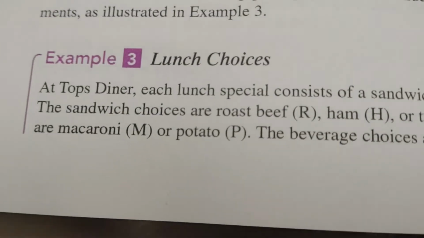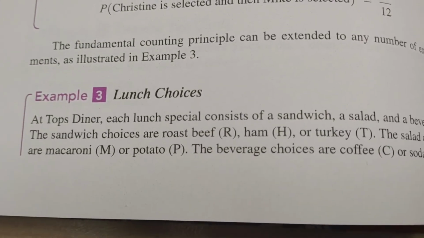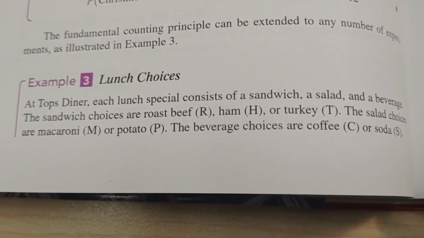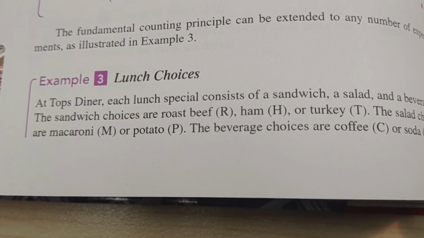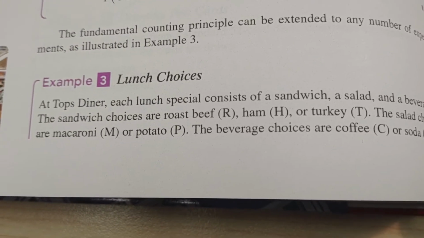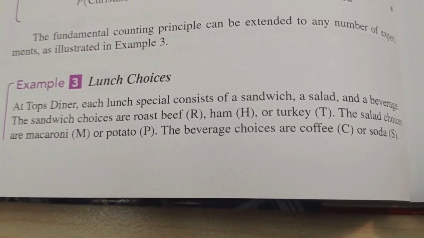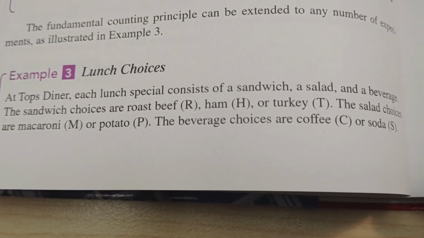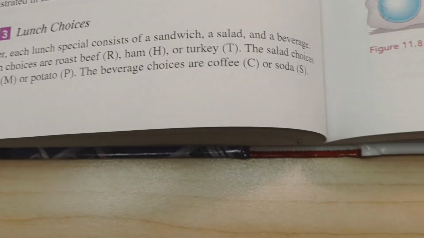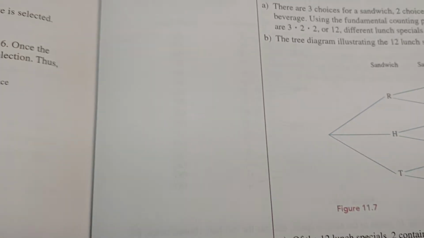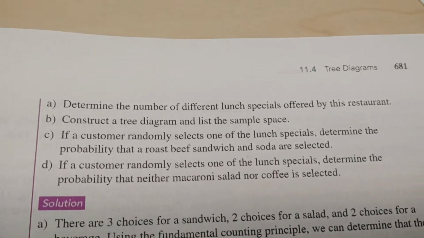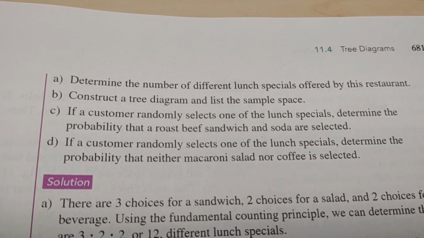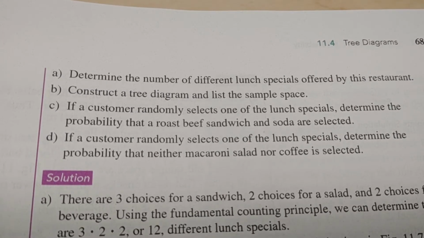Here's another example. It says, at Top's Diner, each lunch special consists of a sandwich, a salad, and a beverage. The sandwich choices are roast beef, R, ham, H, turkey, T. The salad choices are macaroni, M, and potato, P. The beverage choices are coffee, C, and soda, S. So what happens here is we're going to use our tree diagram. We determine the number of different lunch specials offered by this restaurant. Construct a tree diagram and list the sample space.